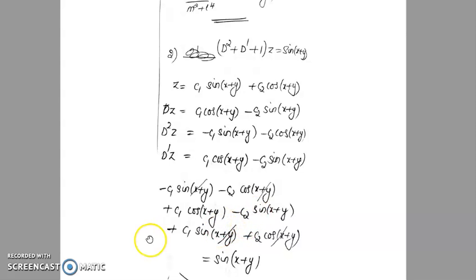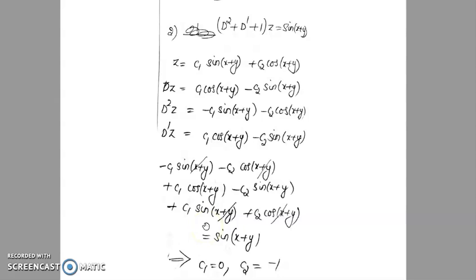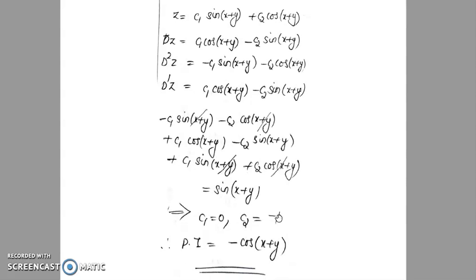The terms cancel out. So remaining you have c1 cos(x plus y) minus c2 sin(x plus y) equal to sin(x plus y). So c1 will be 0 and c2 is equal to minus 1. So therefore the required particular integral, with z equal to c1 sin(x plus y) plus c2 cos(x plus y), is minus cos(x plus y).